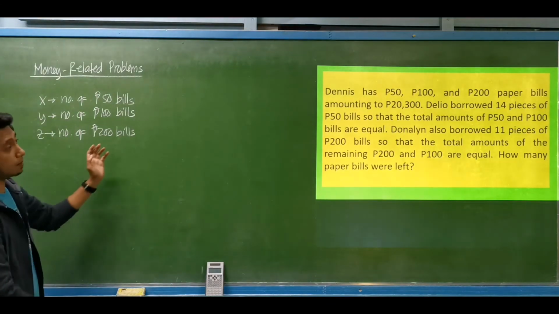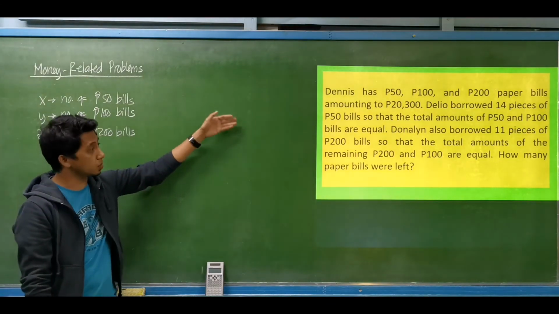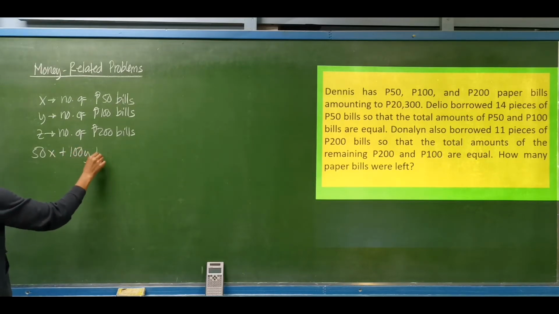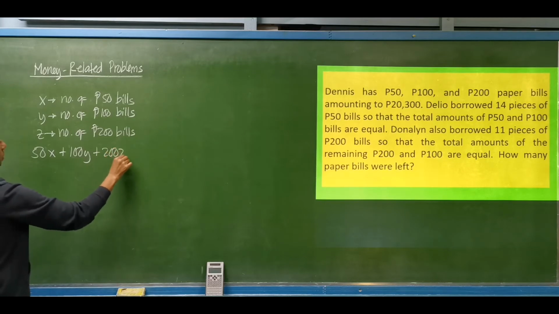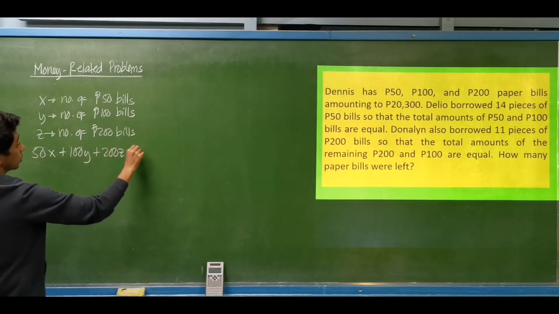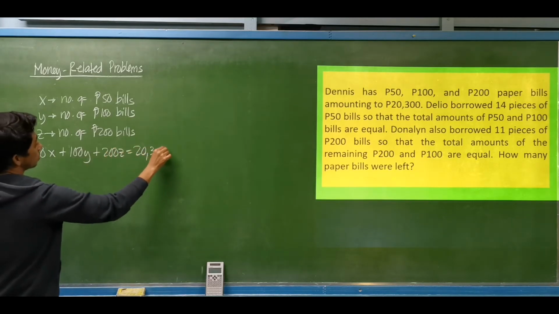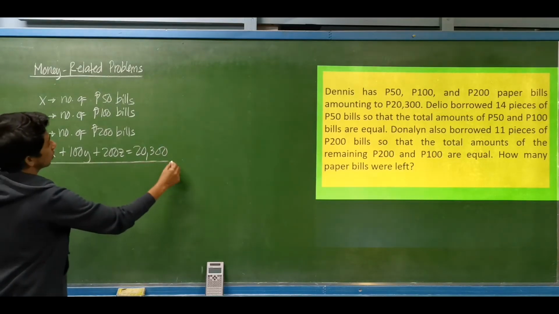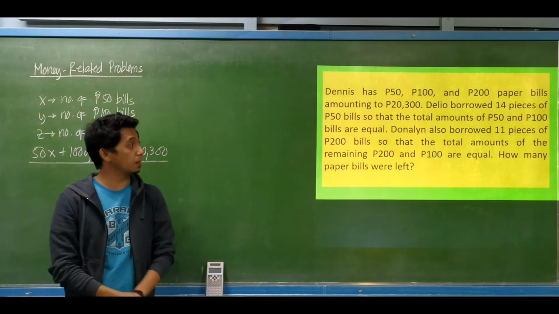According to the problem, the total amount of these bills will be equal to 20,300. That is the same as 50 times X plus 100 times Y plus 200 times Z is equal to 20,300. So that will be our first equation, based on the statement of the problem.